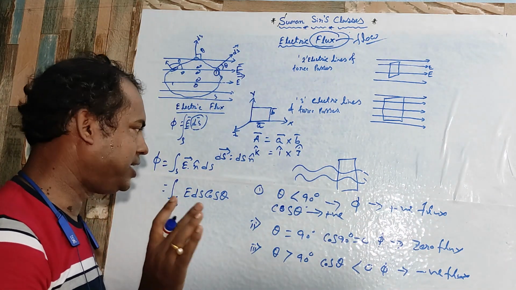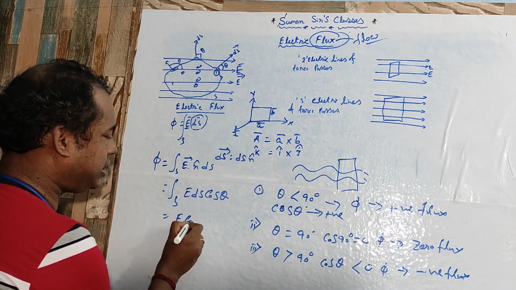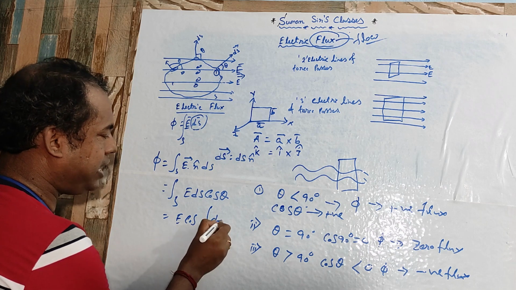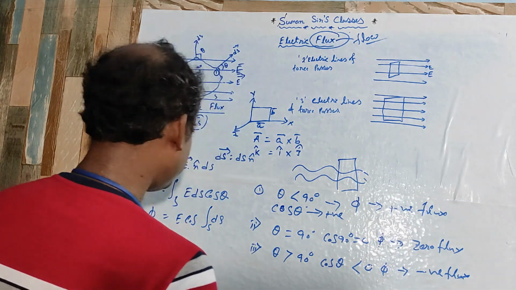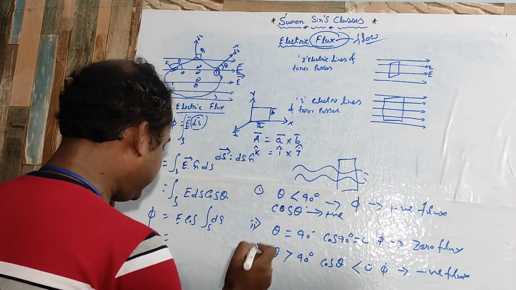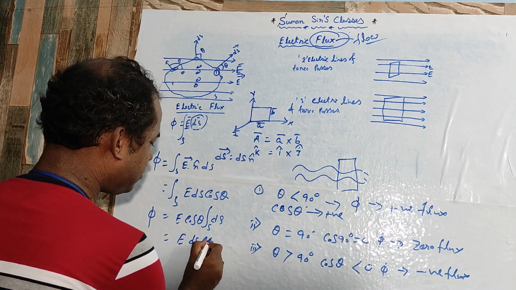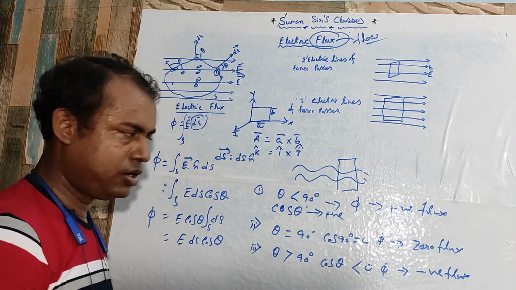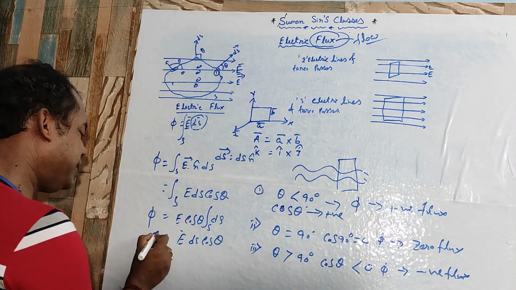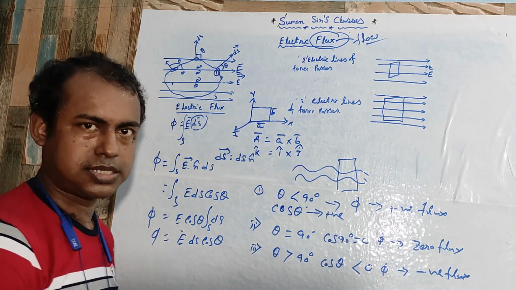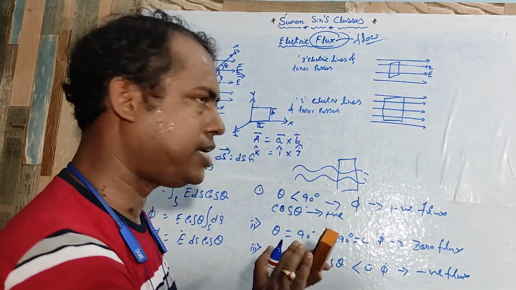Now I think it is clear to all. So E dot ds, if I know the value, that is E cos theta, and integrate over the surface of ds, we can easily calculate the value of the flux. So it is written as E ds cos theta over the surface. If I know the other values, we can easily calculate the value of flux. Up to here, the concept of flux is clear.